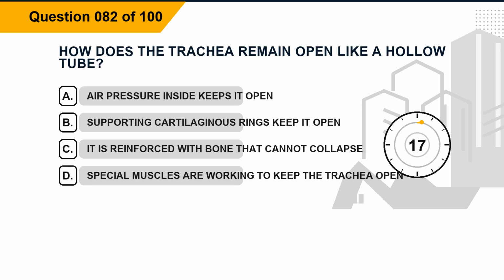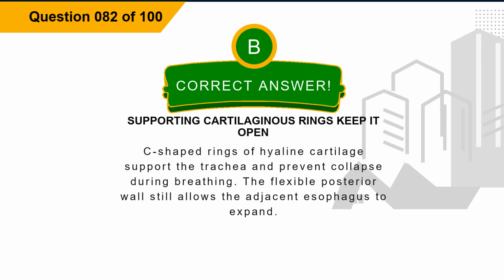Question 82. How does the trachea remain open like a hollow tube? Option A, air pressure inside keeps it open. Option B, supporting cartilaginous rings keep it open. Option C, it is reinforced with bone that cannot collapse. Option D, special muscles are working to keep the trachea open. The correct answer is option B. Explanation: C-shaped rings of hyaline cartilage support the trachea and prevent collapse during breathing. The flexible posterior wall still allows the adjacent esophagus to expand.